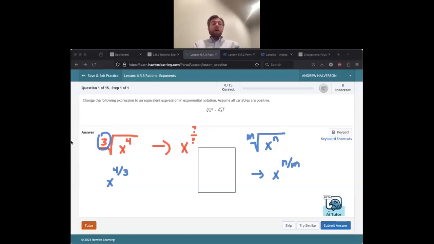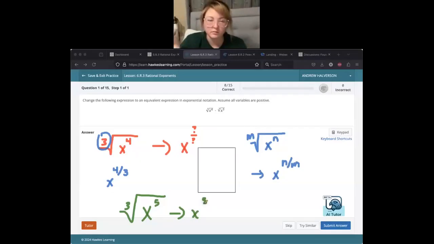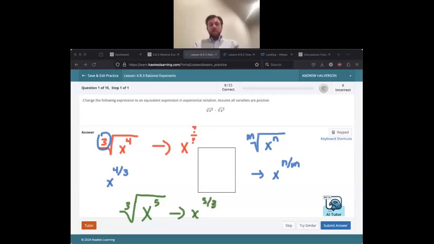With that in mind, how would I convert the other one, the cube root of x to the 5th? How is that written as a fractional exponent? It would be x to the 5/3 power, right? Okay, let me pause there. Any questions on the process for converting? The root of the radical becomes the denominator of the fractional exponent.